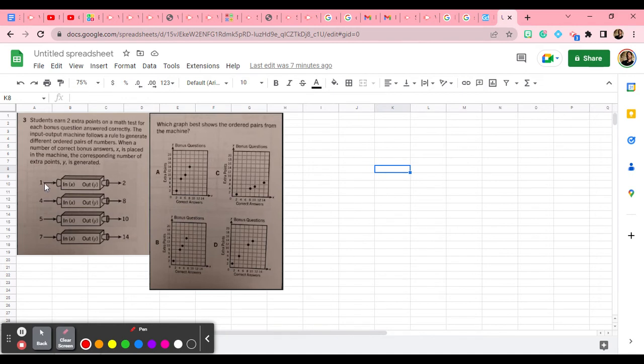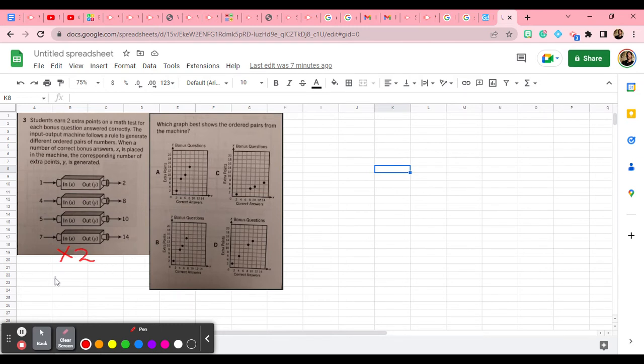We could think, well, if I put in 1 and I add 1, I'm going to get 2. Does that work here? If I put in 4 and add 1, do I get 8? No, I would get 5. So it's not adding 1. But if I go 1 times 2 equals 2, 4 times 2 equals 8, 5 times 2 equals 10, 7 times 2 equals 14. So our rule would be basically times 2. That's our rule. We don't really need to know that, but I wanted to show that to you.